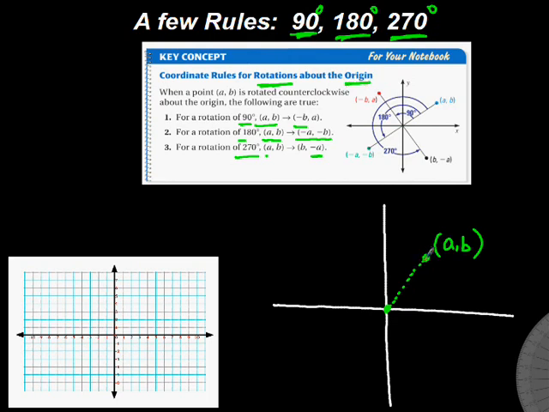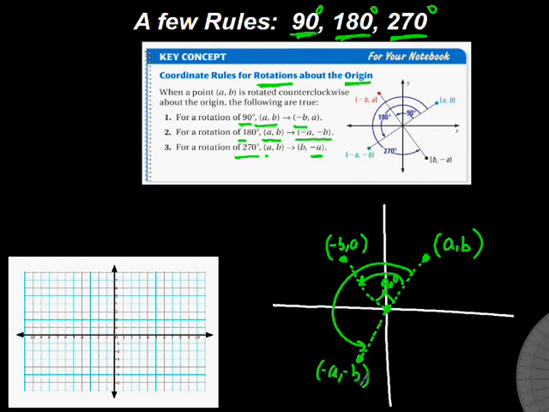I'm going to rotate it 90 degrees. So I want this to come out here. From here to here is 90 degrees, and this ends up being (negative B, A). Now if I want to go even farther, and I want to go 180 degrees, this ends up being 180 degrees, and this will end up being (negative A, negative B).